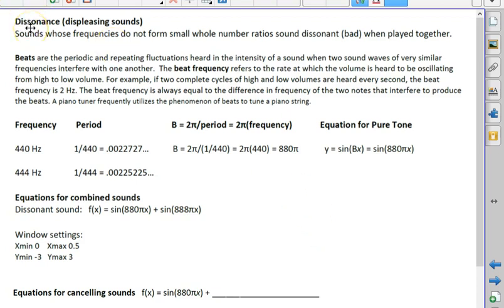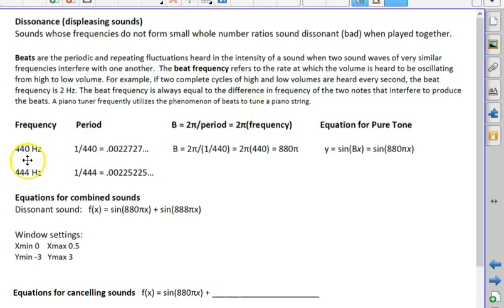Now, there's a special kind of dissonance called beats. Beats are the periodic and repeating fluctuations heard in the intensity of a sound when two sound waves of very similar frequencies interfere with one another. The beat frequency refers to the rate at which the volume is heard to be oscillating from high to low volume. For example, if two complete cycles of high and low volumes are heard every second, the beat frequency is 2 Hertz. The beat frequency is always equal to the difference in frequency of the two notes that interfere to produce the beats. A piano tuner utilizes the phenomenon of beats to tune a piano string.